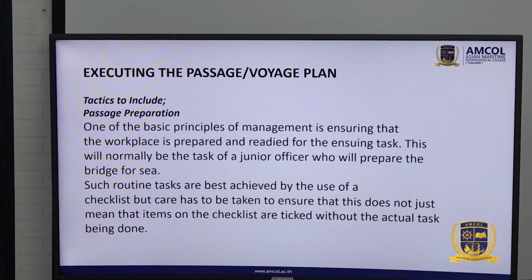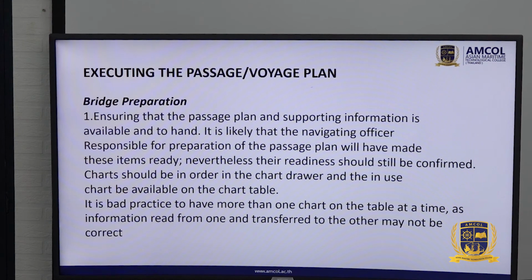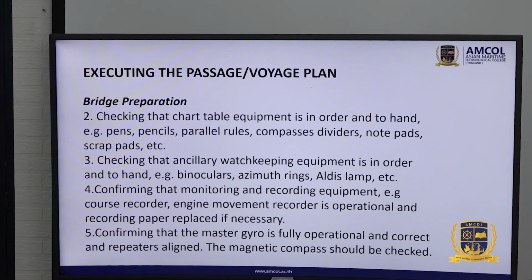This is passage preparation. Okay, bridge preparation. That means the equipment on the bridge is to be checked before arrival or before departure. You should ensure that all equipment is working and in good order. Check the chart table equipment is in good order. Check that ancillary watchkeeping equipment is okay, like LDS lamp, azimuth, etc.